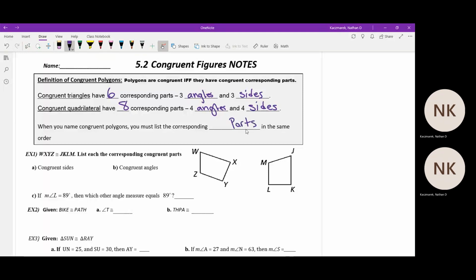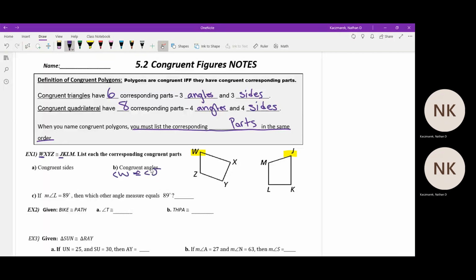So if we're looking at example 1, it has these quadrilaterals, W, X, Y, Z, and J, K, L, M. Well, we said that you must list the corresponding parts in the same order. So I know that W must be congruent to J because they're both first in the order listed. That's going to be an angle. If we look over here, W and J are angles. So down here in angles, I'm going to say that angle W is congruent to angle J.